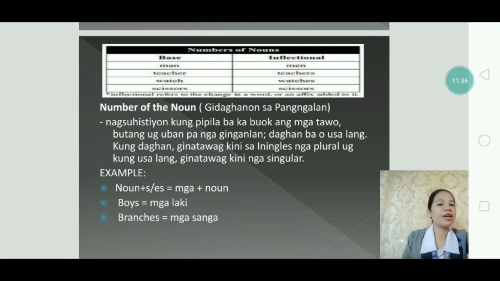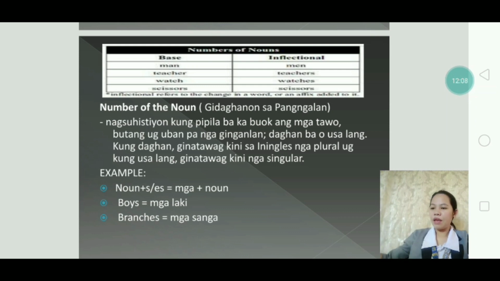Example of noun again. Sa number of noun, you will add s. If one na, for example, boy na siya without s kay singular man. Pag abot sa plural, boys na siya, and then pag abot sa English sa Bisaya, mga laki, you will add mga. Okay? Now, next example, branches. It's very simple, mga sanga.